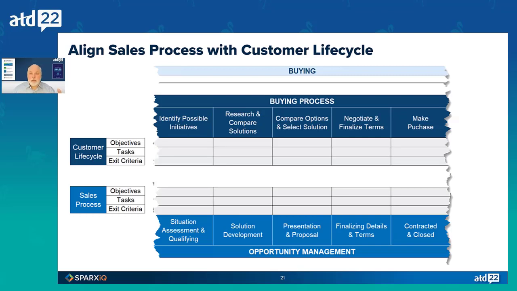Here is the buying stage. Again, this is one example. And you notice that there are still objectives, tasks, and exit criteria for each stage of the process, whether it's the buying process or the sales process. But this is how you can begin to align your sales process with what your customers are going through. While customers are identifying possible initiatives, you're doing a situation assessment and qualifying. When they're researching and comparing solutions, you're doing solution development, or even better, co-creating solutions with them. And so this is how you align things.